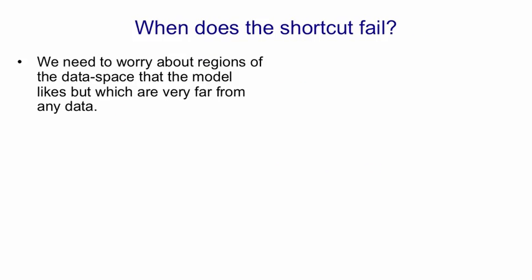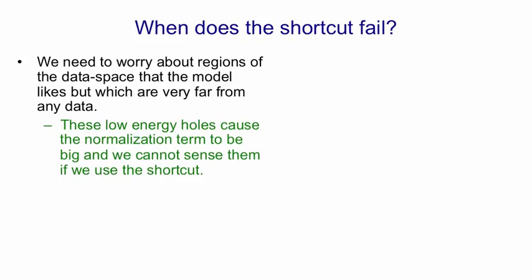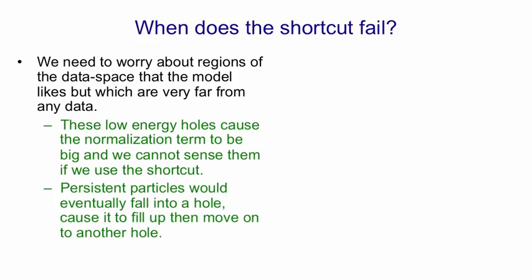We need to worry about regions of the data space that the model likes, but which are very far from any data point. These low-energy holes cause the normalization term to be big, and we can't sense them if we use the shortcut. If we used persistent particles, where we remembered their states, and after each update we updated them a few more times, then they would eventually find these holes. They'd move into the holes, and the learning would cause the holes to fill up.